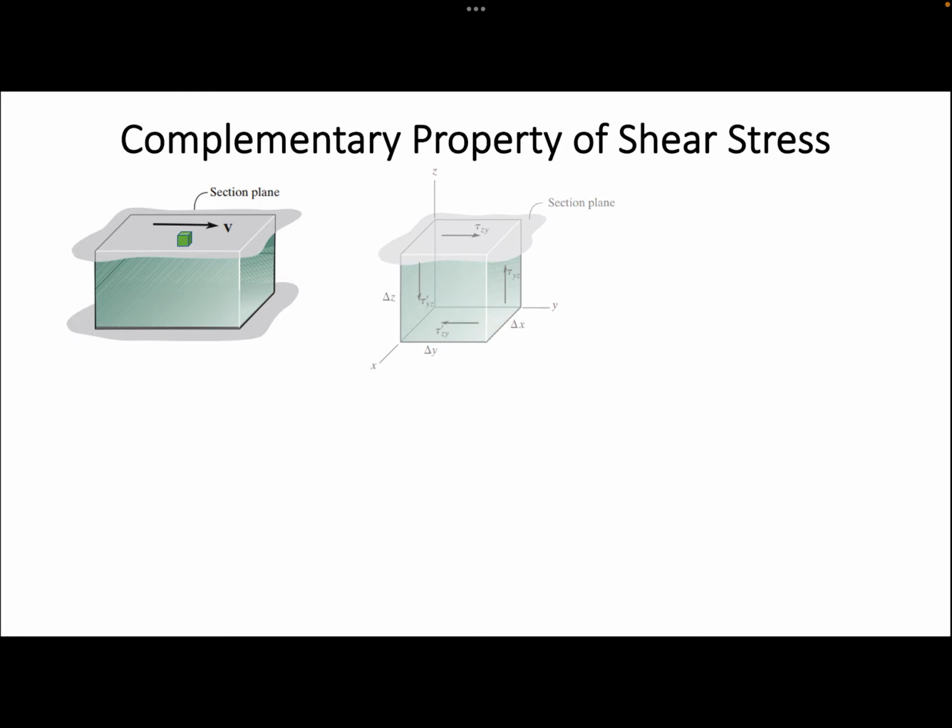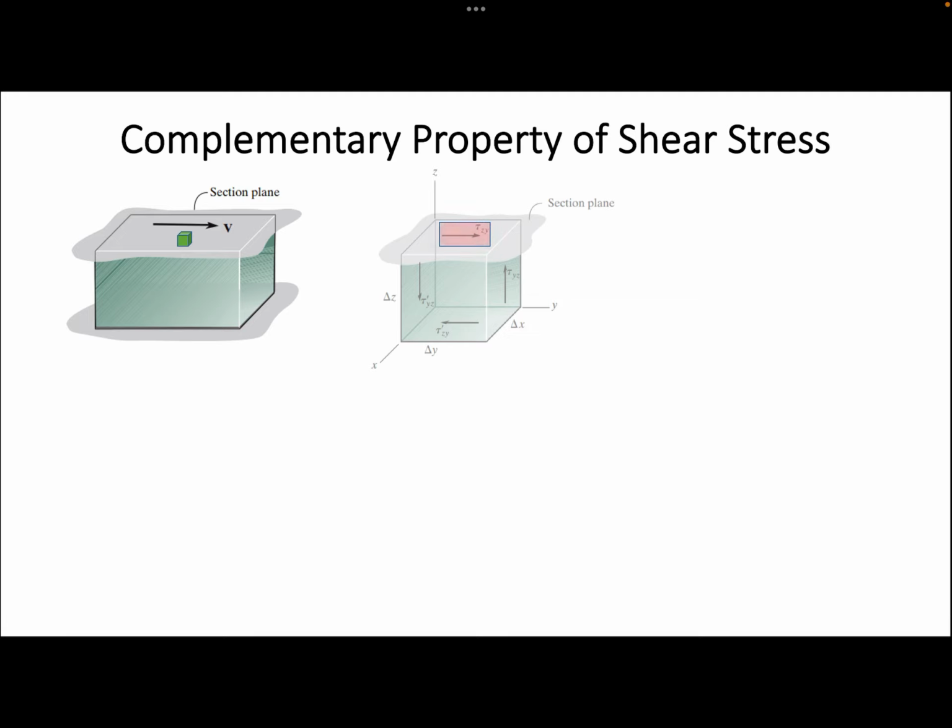As a convention, we use two subscript letters for naming the shear stress. Like you can see here, the first letter is to indicate the direction of the plane, which contains the shear stress. And the second letter is to indicate the direction of the stress itself.